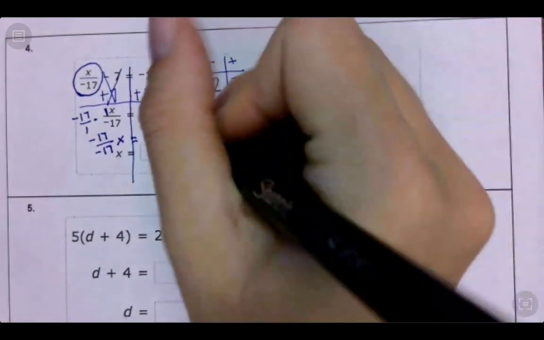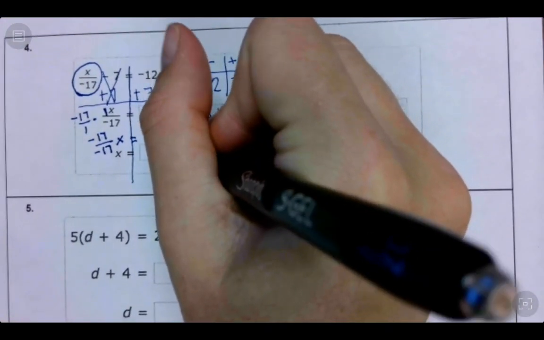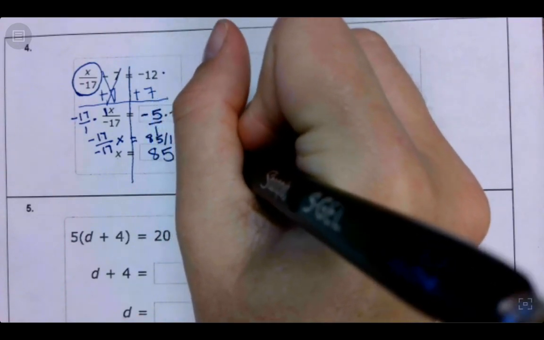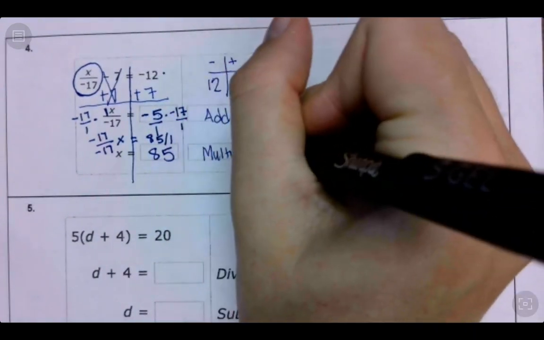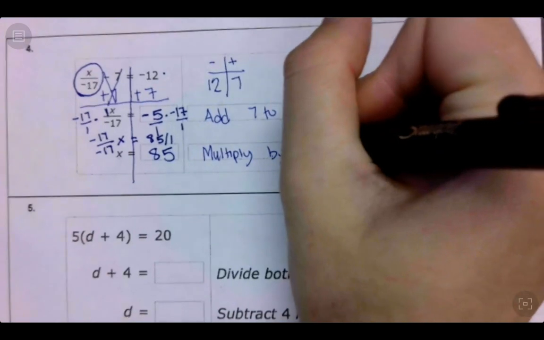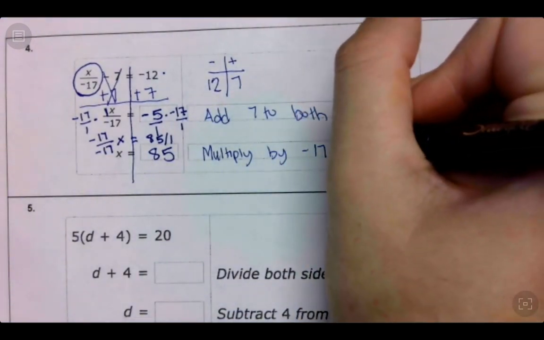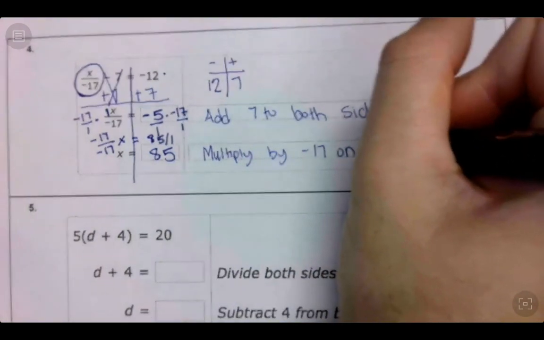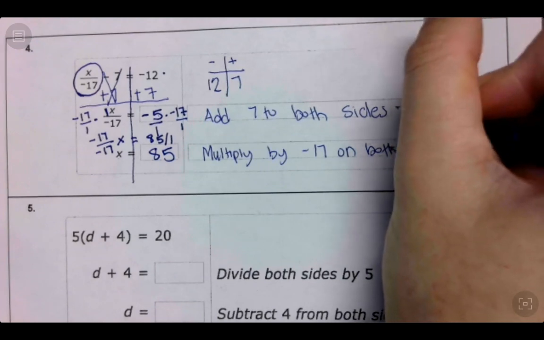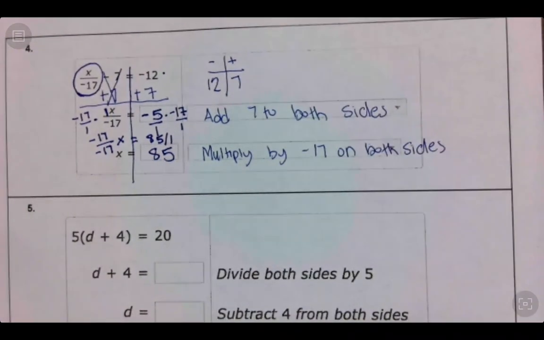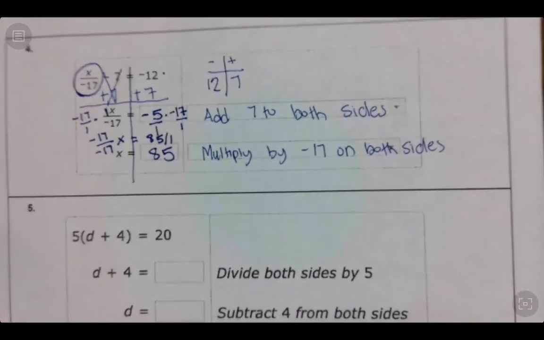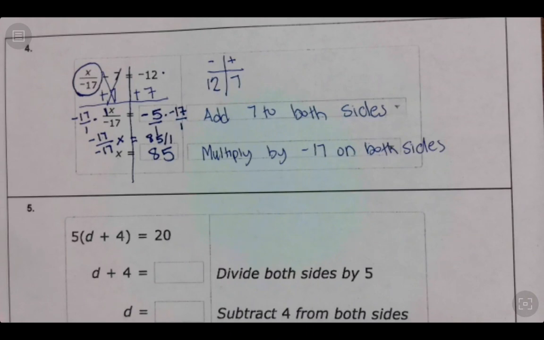So again, in here, we're looking for multiply by -17 on both sides, something like that. All right.